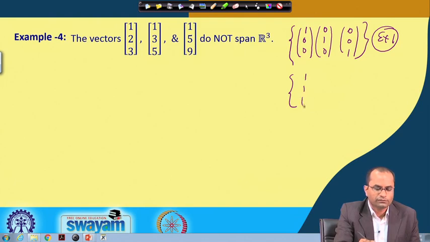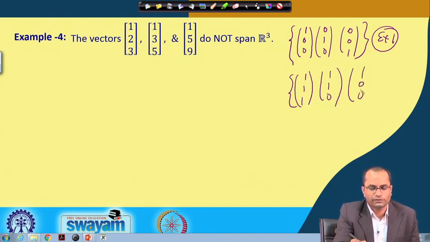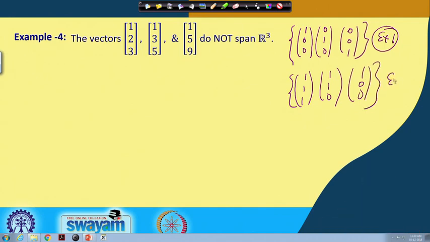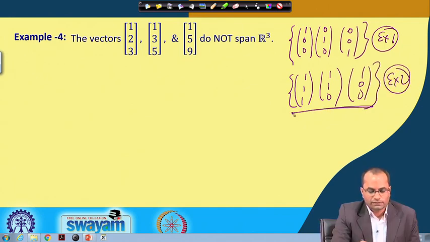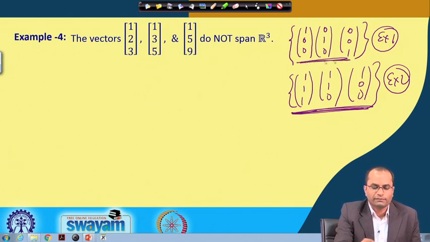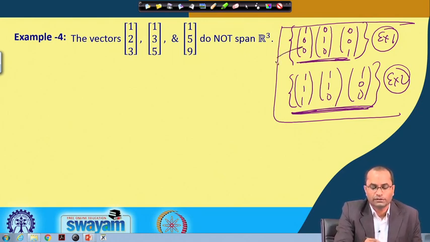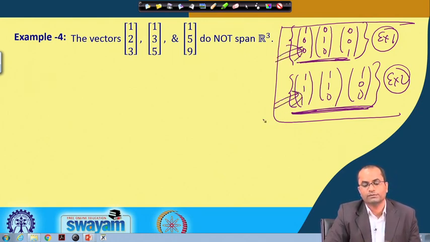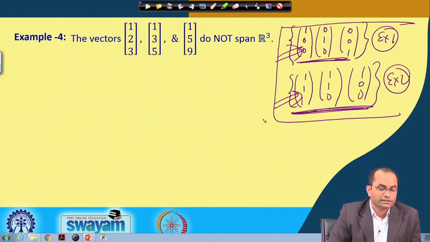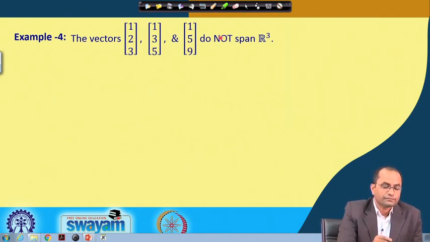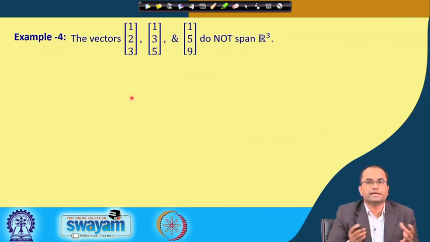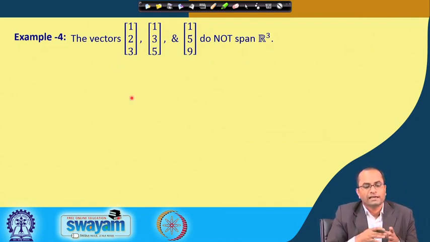Example 2, I guess it was (1, 1, 1), then (1, 1, 0), and then we had (1, 0, 0). So, this was from example number 2. With these, they are 3 different elements from R3, and they span R3, meaning any element of R3 we can write down in terms of these vectors. But now, in this case, we will observe that it is not possible that you take any 3 elements from R3 and that will form a spanning set.